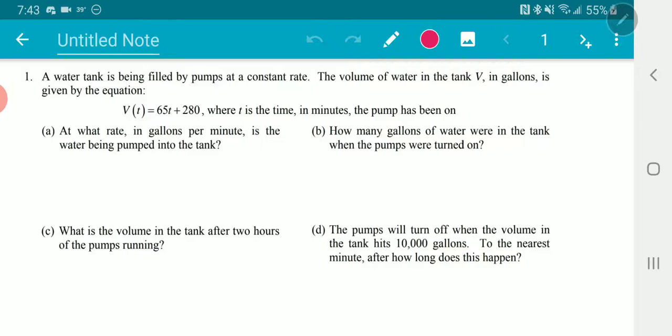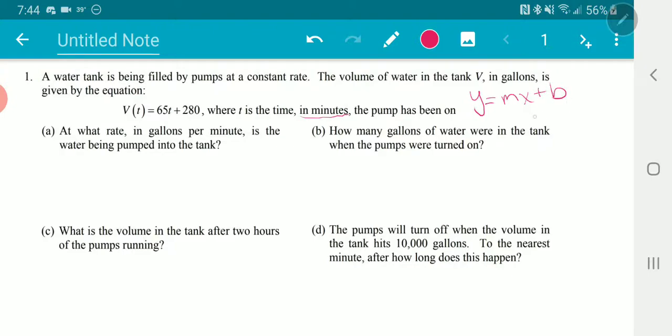Number 1 says a water tank is being filled by pumps at a constant rate. The volume of the water in the tank V in gallons is given by the equation V of t equals 65t plus 280, where t is the time in minutes the pump has been on. So for A, at what rate in gallons per minute is the water being pumped into the tank? So for these questions, we're talking about y equals mx plus b. We're talking about a linear relationship, okay?